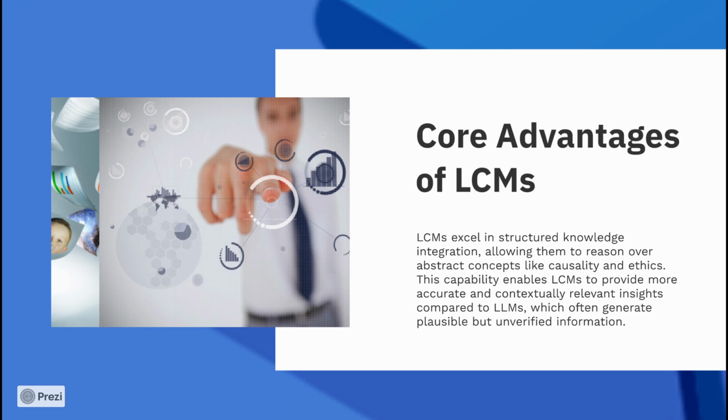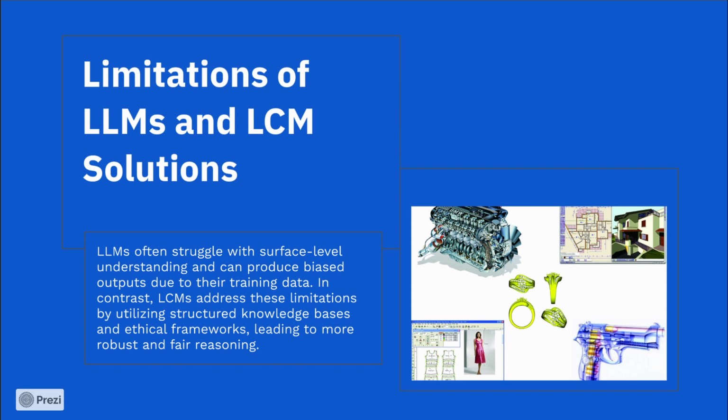LCMs excel in structured knowledge integration, allowing them to reason over abstract concepts like causality and ethics. This concept enables LCMs to provide more accurate and contextually relevant insights compared to LLMs, which often generate plausible but unverified information. LLMs often struggle with surface level understandings and can produce biased outputs due to their training data. In contrast, LCMs address these limitations by utilizing structured knowledge bases and ethical frameworks, leading to more robust and fair reasoning. LLMs rely on statistical correlations rather than deep conceptual understanding. They predict text based on probability rather than true comprehension.